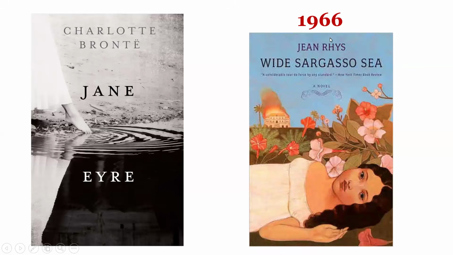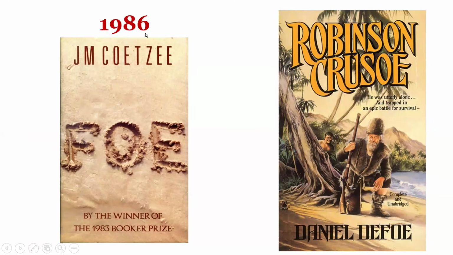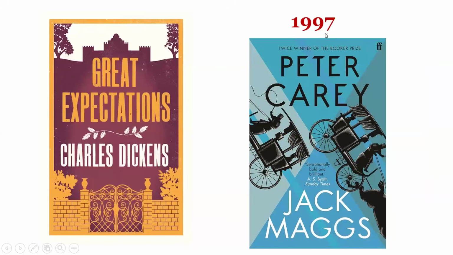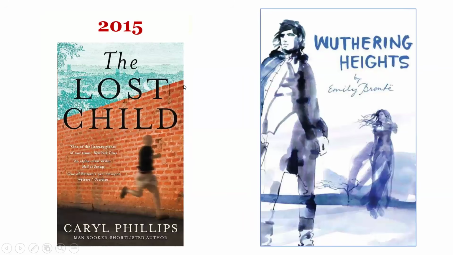So in 1966, we have Jean Rhys, R-H-Y-S, White Saragossa Sea, which is a retelling of Charlotte Bronte's Jane Eyre. Then 1986, we have J.M. Coetzee's Foe, which is a retelling of Daniel Defoe's Robinson Crusoe. Then 1997, we have Peter Carey, Australian writer. His book, Jack Maggs, is a retelling of Charles Dickens' Great Expectations. 2015, The Lost Child by Caryl Phillips. It's a retelling of Emily Bronte's Wuthering Heights.